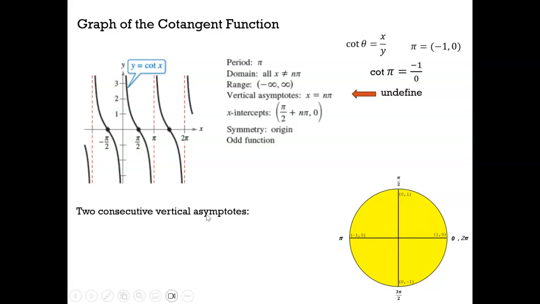Now for two consecutive vertical asymptotes, here's what you do. It will be bx minus c equals 0, and bx minus c equals pi. Because remember, for the tangent it was bx minus c equals negative pi over 2 and bx minus c equals pi over 2. But here it's different. Here it's from 0 to pi.